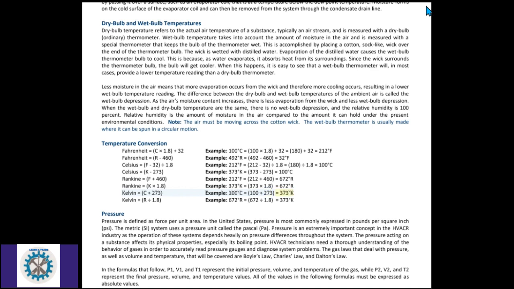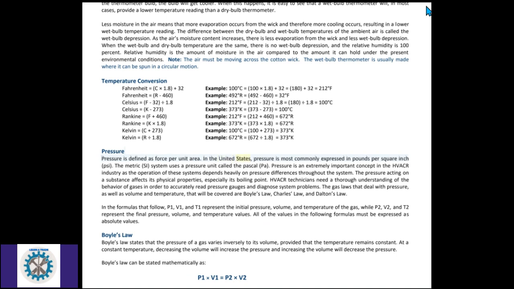Kelvin equals C plus 273. Example: 100 degrees Celsius equals 100 plus 273, equals 373 degrees Kelvin. Kelvin equals R divided by 1.8. Example: 672 degrees Rankine equals 672 divided by 1.8, equals 373 degrees Kelvin.